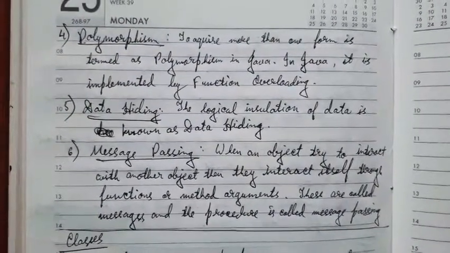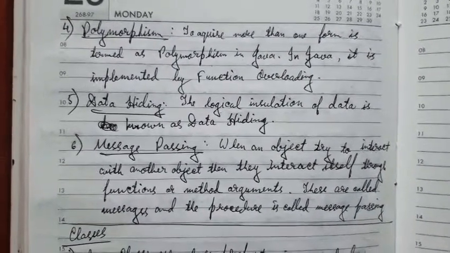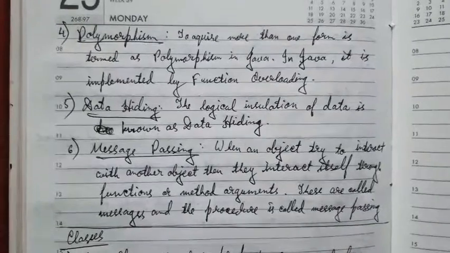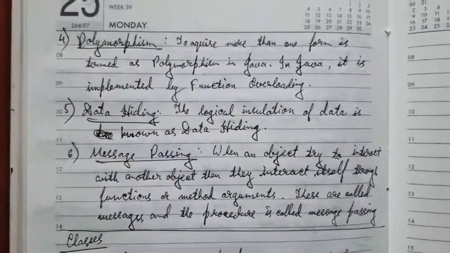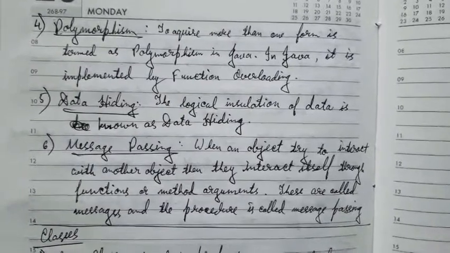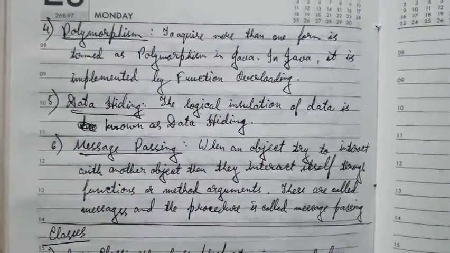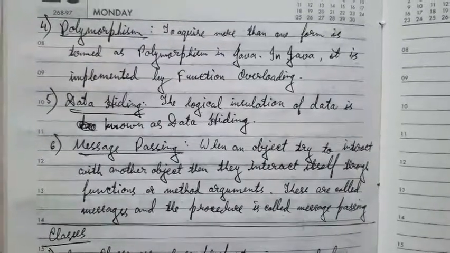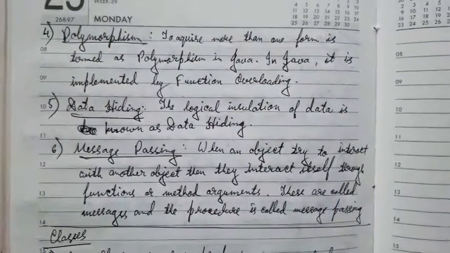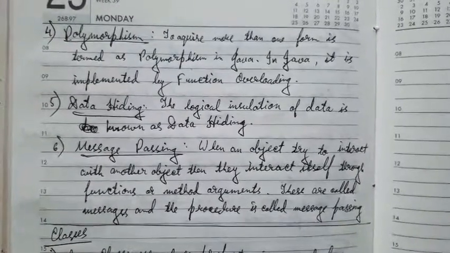The fifth one is data hiding. The logical insulation of data is known as data hiding. It's just not very important. And the message passing. Message passing is when an object tries to interact with another object, they interact through functions or method arguments. I think you can understand this. They are called messages, and the procedure is called message passing.